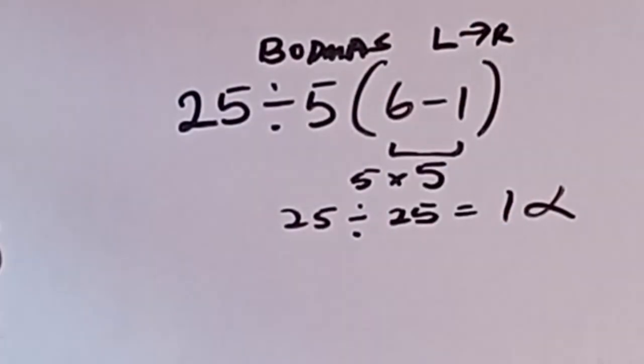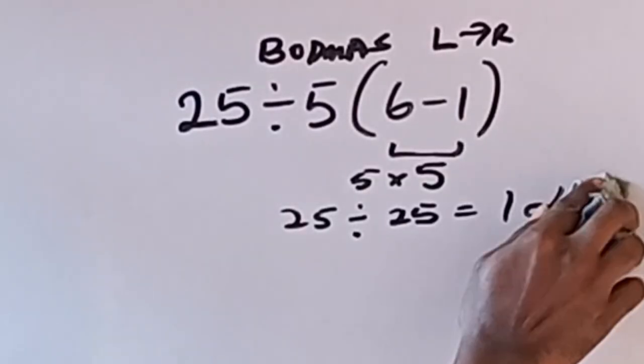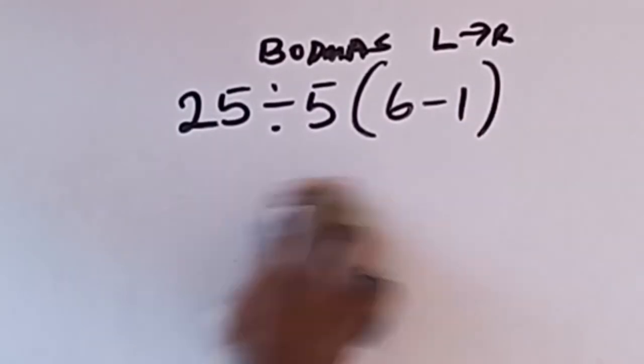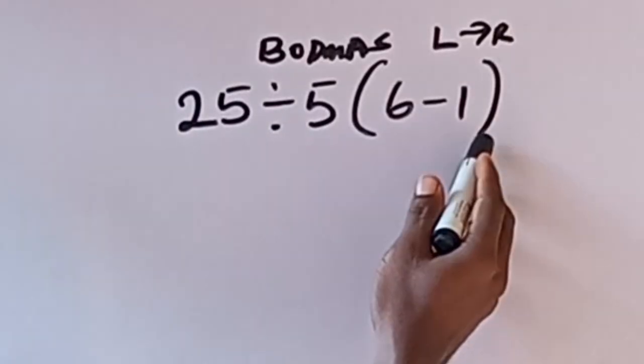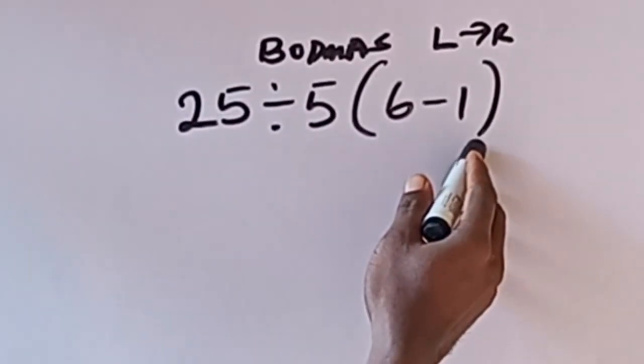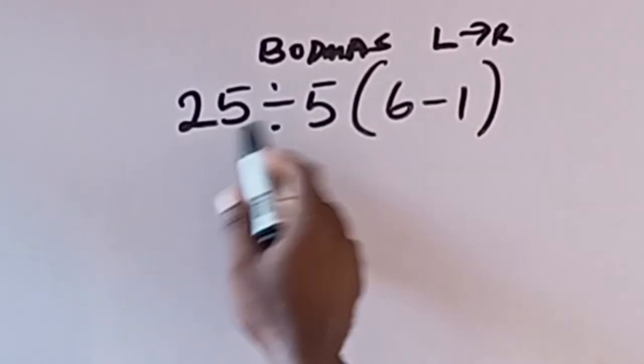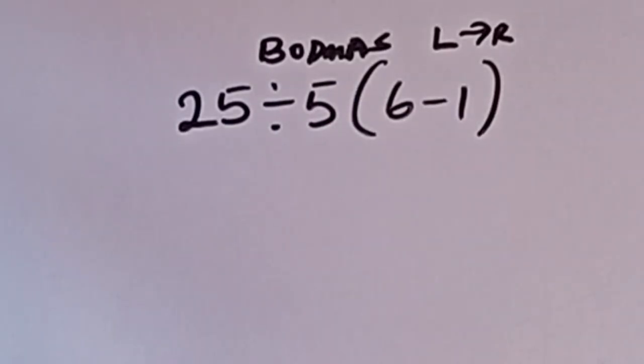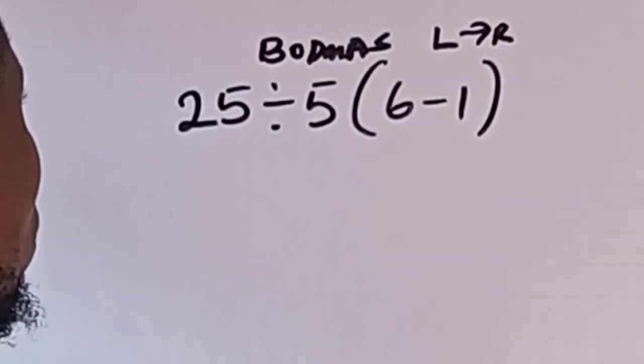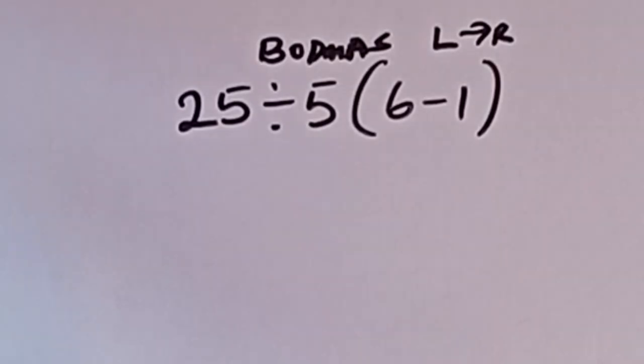All right. So now we are going to first of all do the bracket. We do this bracket first, followed by division, followed by multiplication, then addition and subtraction. And don't forget that division and multiplication have equal priority when you are solving. So you solve from left to right.